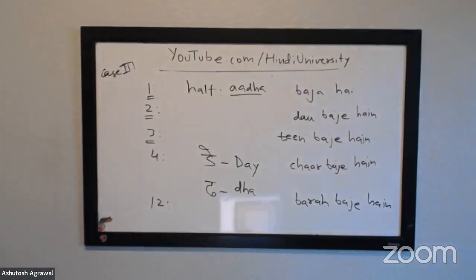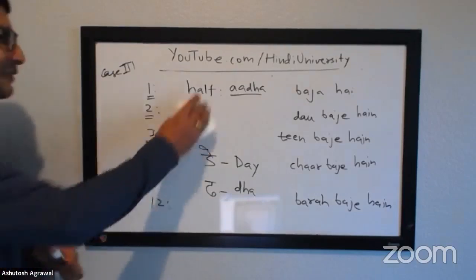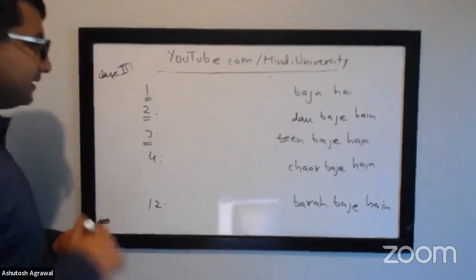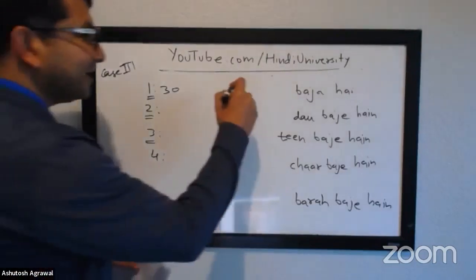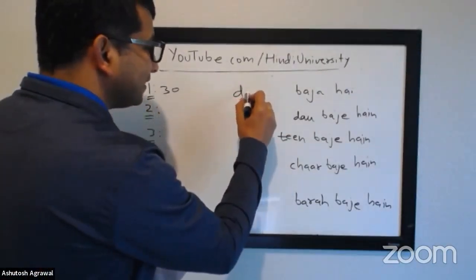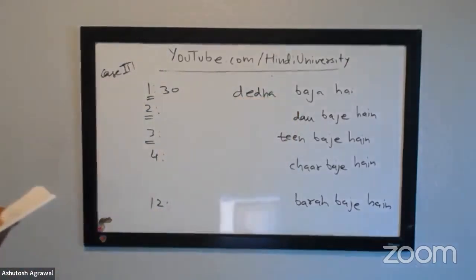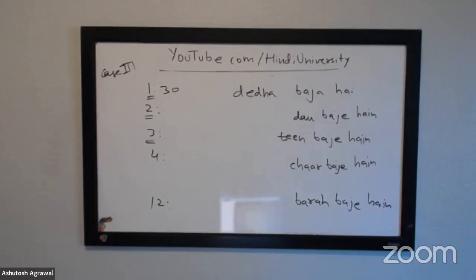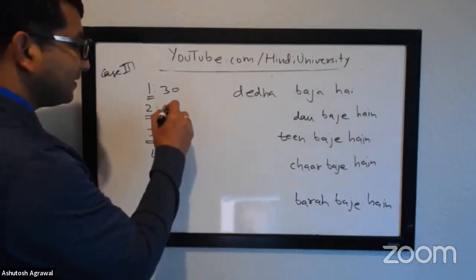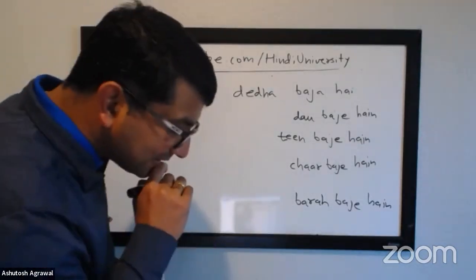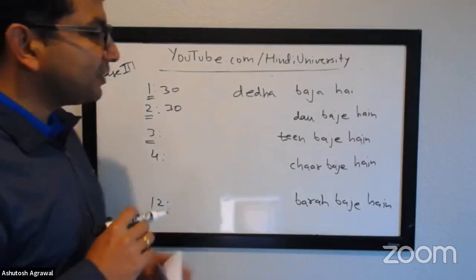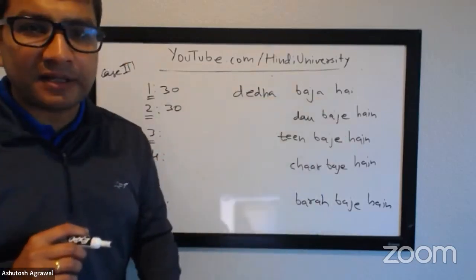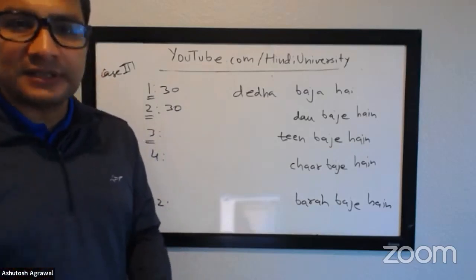JDG, because I have you on the conversation, how will you say it if it is 1:30? Ded baja hai. Okay. So it's basically day dh. I'm going to write it like this, but think of it the way I split it out. Ded baja hai. For one, you don't say ek. You just say ded baja hai, which implies it's 1:30.